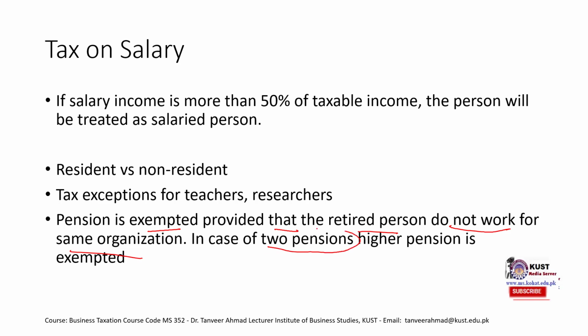There is a second rule also. If someone is getting two pensions, right? Someone joined the army and then he retired from that institution and then joined some other institution, a government institution, and then he retired from that specific institution. So he is having two pensions. So this higher pension would be exempted. He would not have to pay tax on this higher pension.